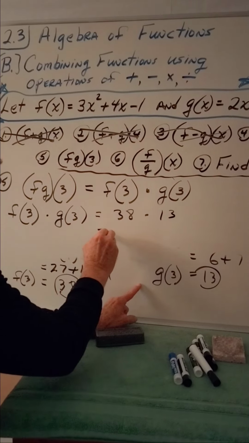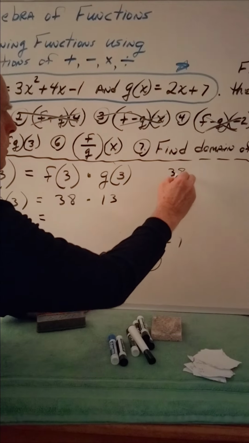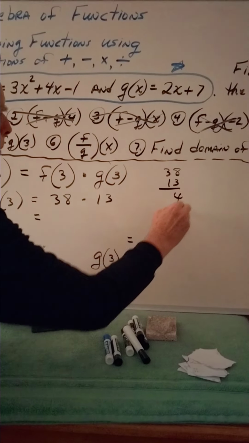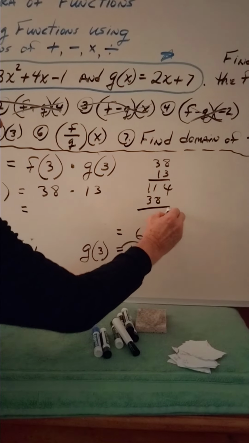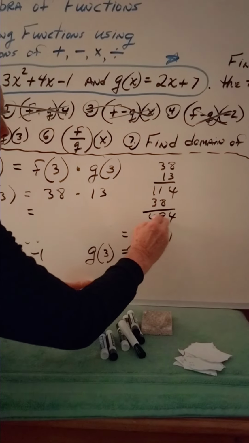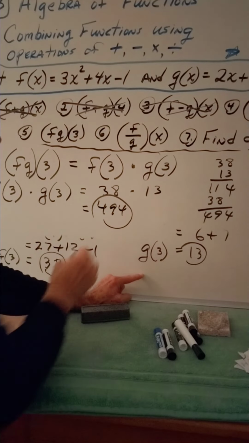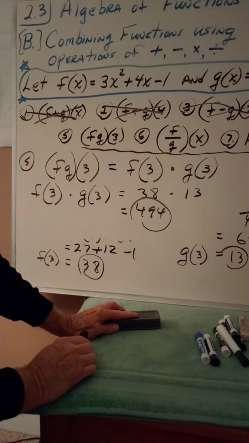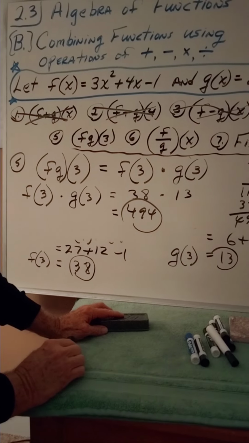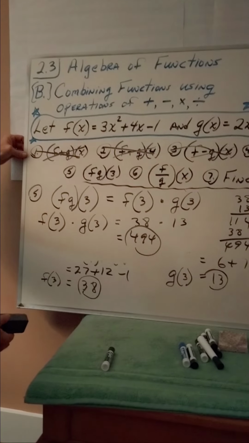And now we just come down and we multiply those. 38 times 13 would be equal to 494, and that would be the given answer. So there's a little bit of work.